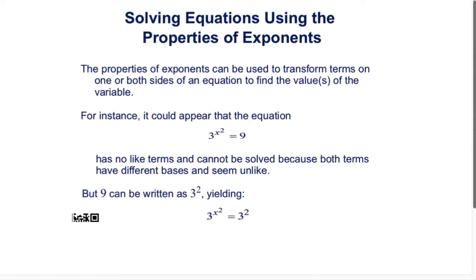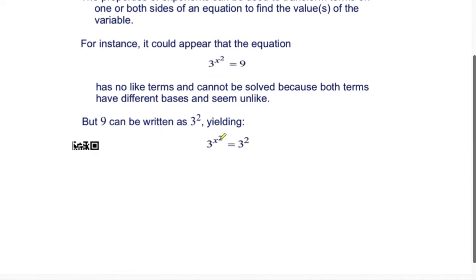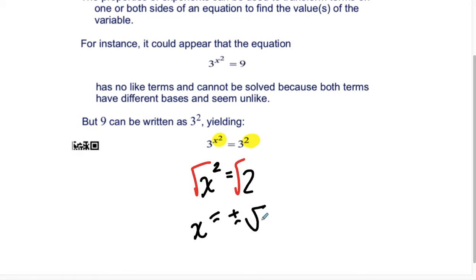Once they have the same bases, what you can do here is set the exponents equal to each other. So x squared is equal to 2, and that's what you want to solve. So if x squared is equal to 2, then we take the square root of both sides to solve for x. Okay, so that's a simple exponential equation. All right, make sure that they have the same exact base, and then you can set the exponents equal to each other. Okay, let's take a look at a different example.